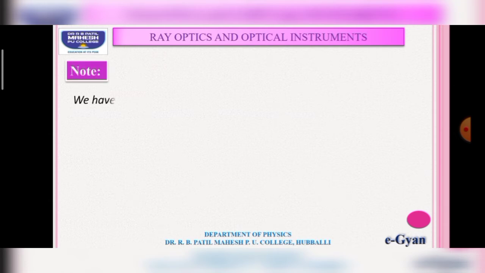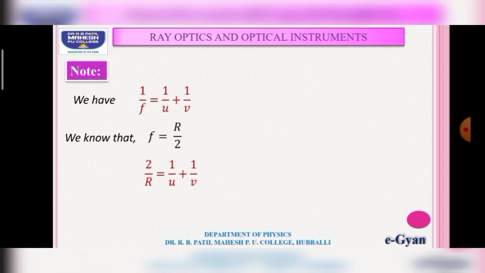Note, we have 1 by F is equal to 1 by U plus 1 by V, and we had derived the equation F is equal to R divided by 2. Putting the value of F in terms of R, we get 2 by R is equal to 1 by U plus 1 by V. That means we can calculate R by using this formula. This equation gives the relation between radius of mirror and object distance and image distance.